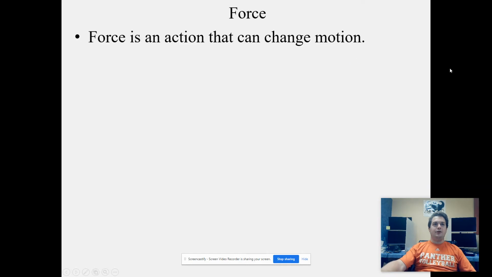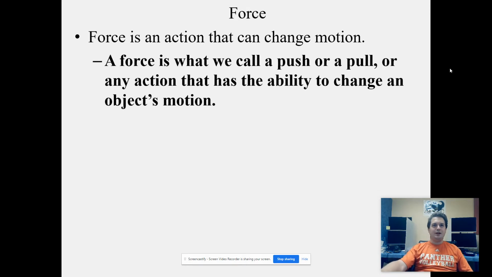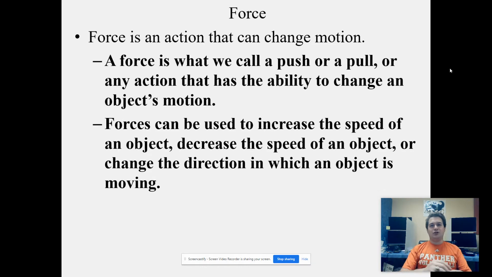Here we go. Force. Force is an action that can change motion. You should know that from earlier in the week. A force is what we call a push or a pull, or any action that has the ability to change an object's motion. Okay? Forces can be used to increase the speed of an object, decrease the speed of an object, or change the direction in which an object is moving. Okay, all this comes into play with the first law of motion.